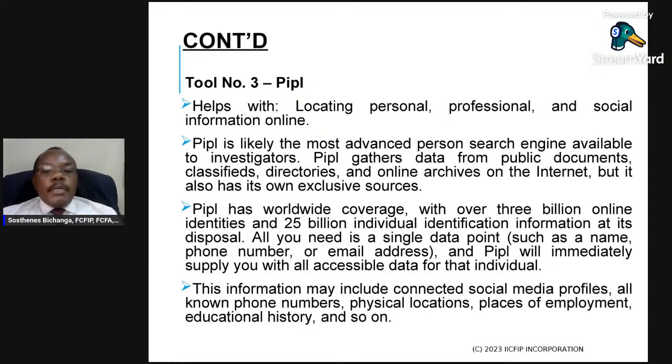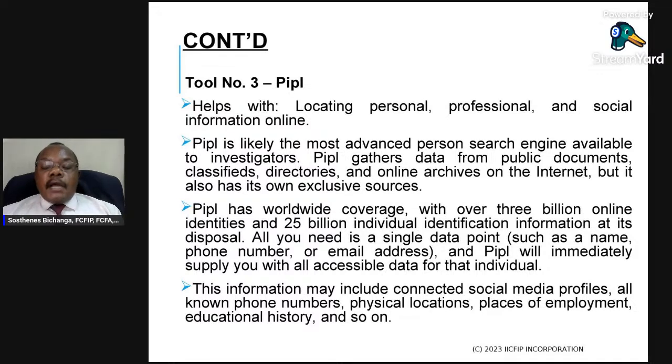Tool number three, PayPal. This helps in locating personal, professional, and social information online. PayPal is likely the most advanced person search engine available to investigators on social media. PayPal gathers data from public documents, classifieds, directories, and online archives on the internet, but it also has its own exclusive sources.